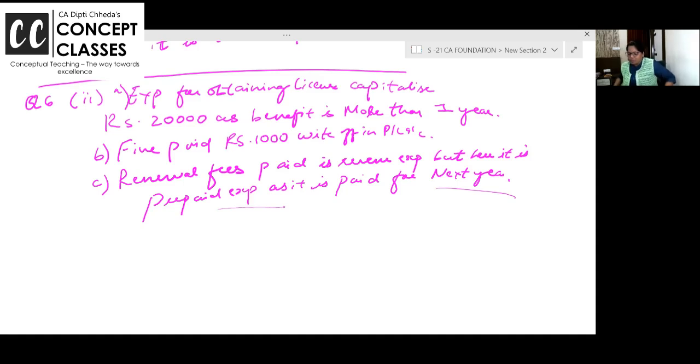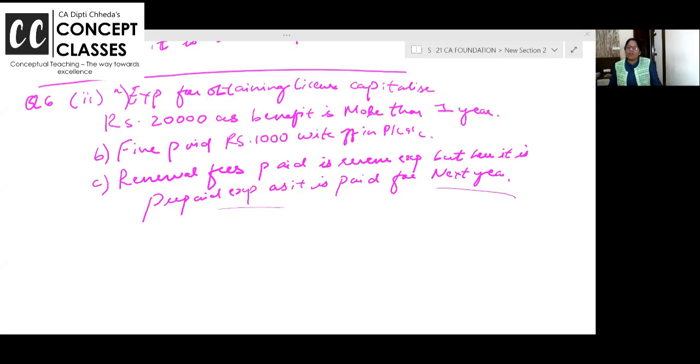If there is any doubt, ask. Write down, note down. So here we got the answer for the 6th question, second bit. I have done it in 3 parts because part of it was capital expenditure. Fine and all is revenue expenditure. And renewal fees is revenue, but you have paid it for next year, so you take it as prepaid. Okay? Right. Next one.